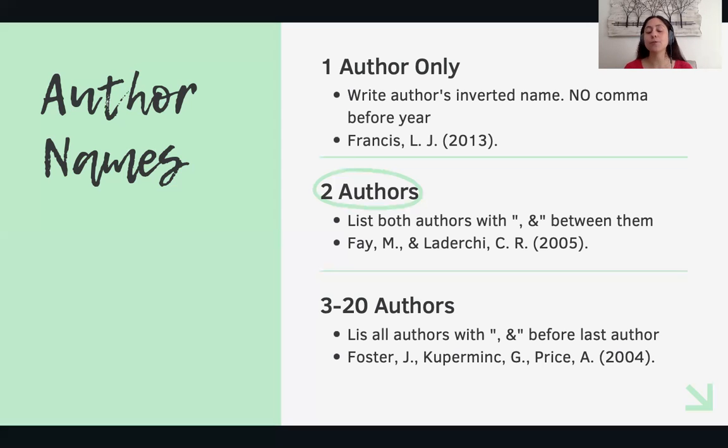And so I have an example here with 3: Foster, comma, J, period, comma, space. Next name, period, comma, space. Oh, and there's an error here, forgive me. There should be an ampersand before that price name. So it should read Coopermink, comma, space, G, period, comma, space, ampersand, space, Price, okay? I'll edit this in the version that you get. Sorry about that.